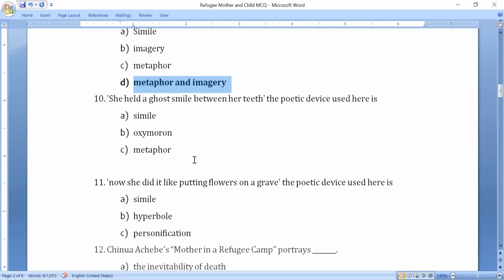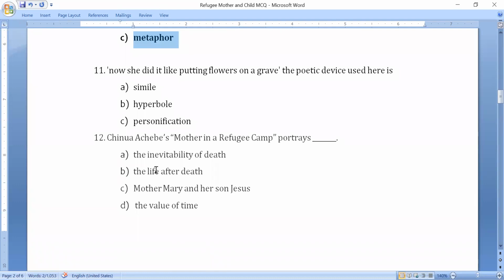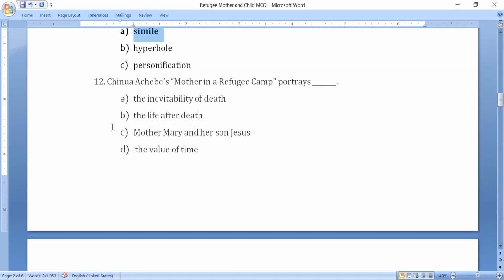She held a ghost smile between her teeth. What is the poetic device? It is again a metaphor. Now, she did it like putting flowers on a grave. In this, we have a simile. The poetic device used here is simile because it uses the word like.